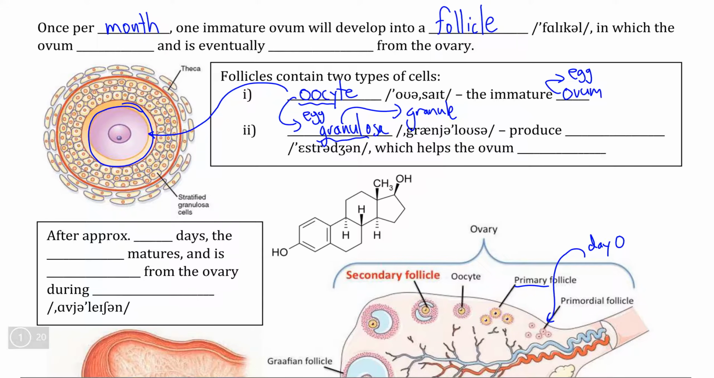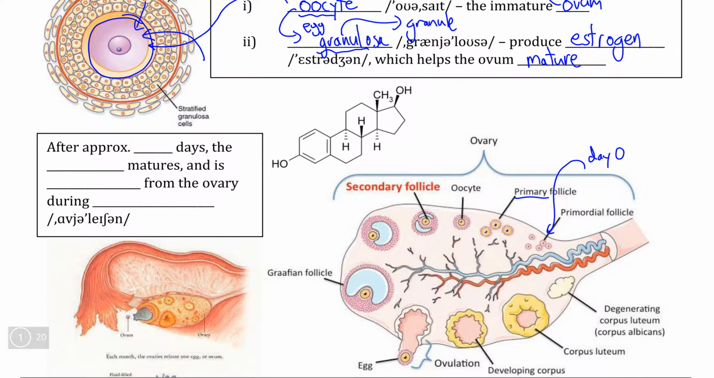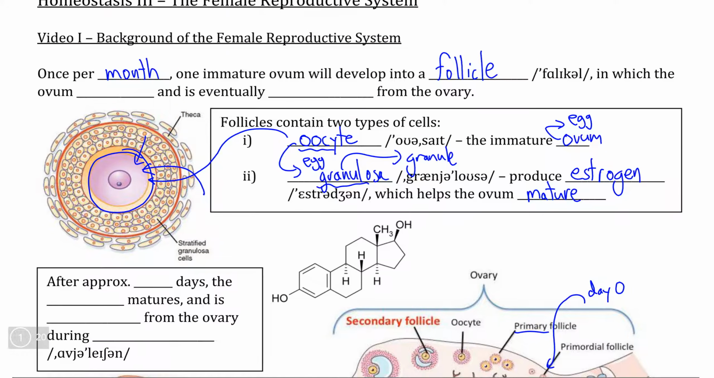Now, the job of the granulosa is to supply the growing oocyte with the nutrients that it needs to grow, and also with the primary female sex hormone, which is what we call estrogen. And that estrogen produced by the granulosa migrates to the oocyte and triggers the chemical processes inside that will allow the ovum to mature up to the point where it is ready to be released from the ovaries.